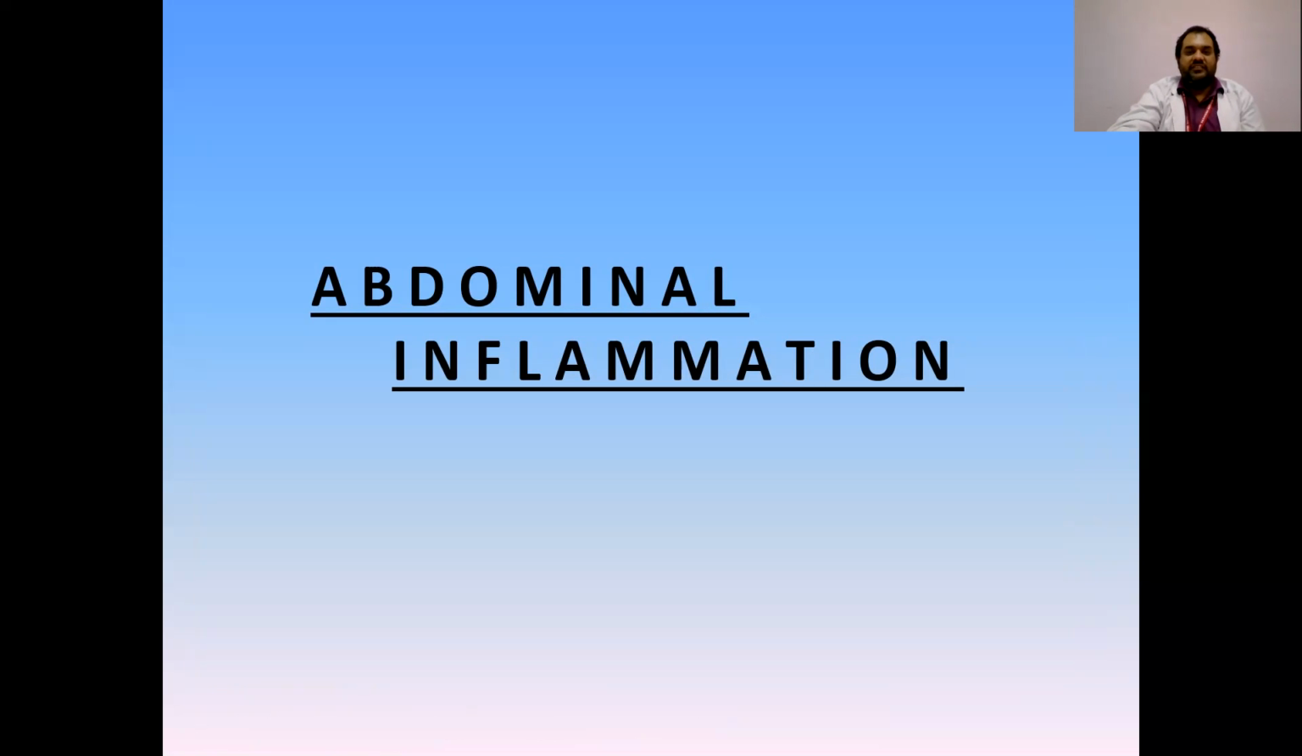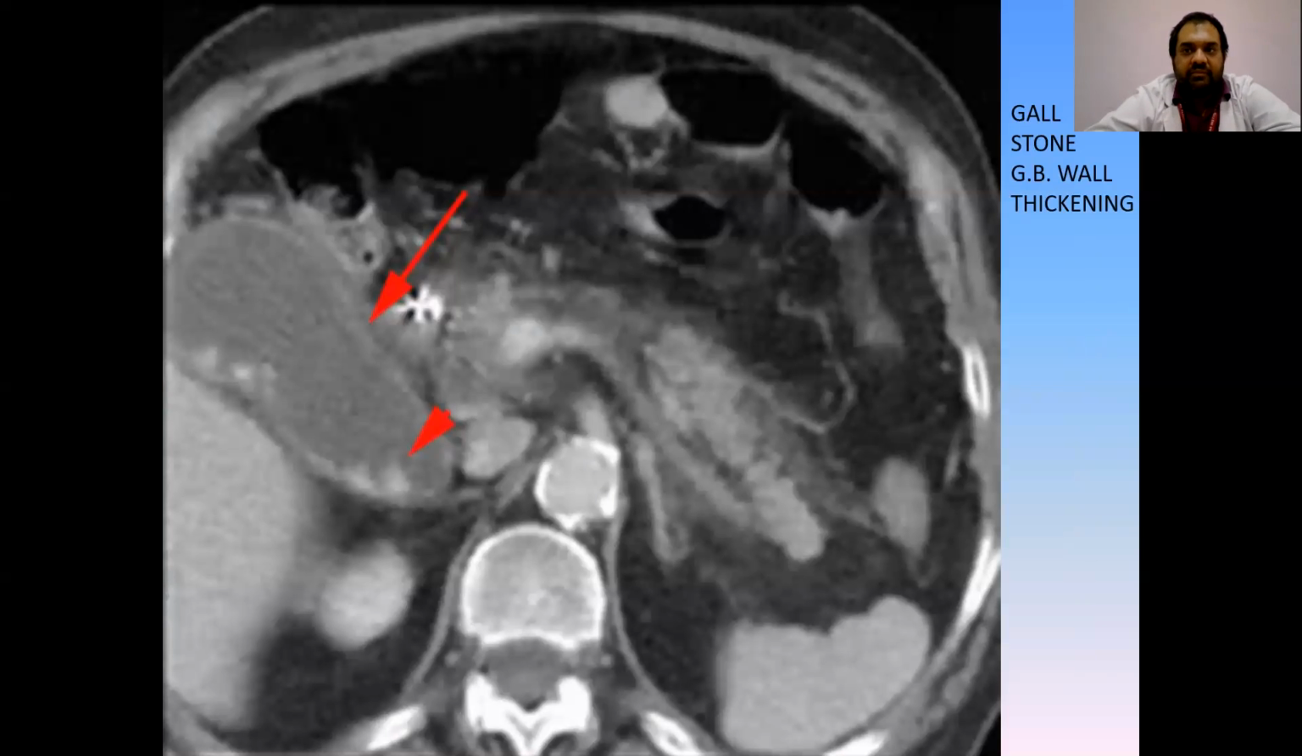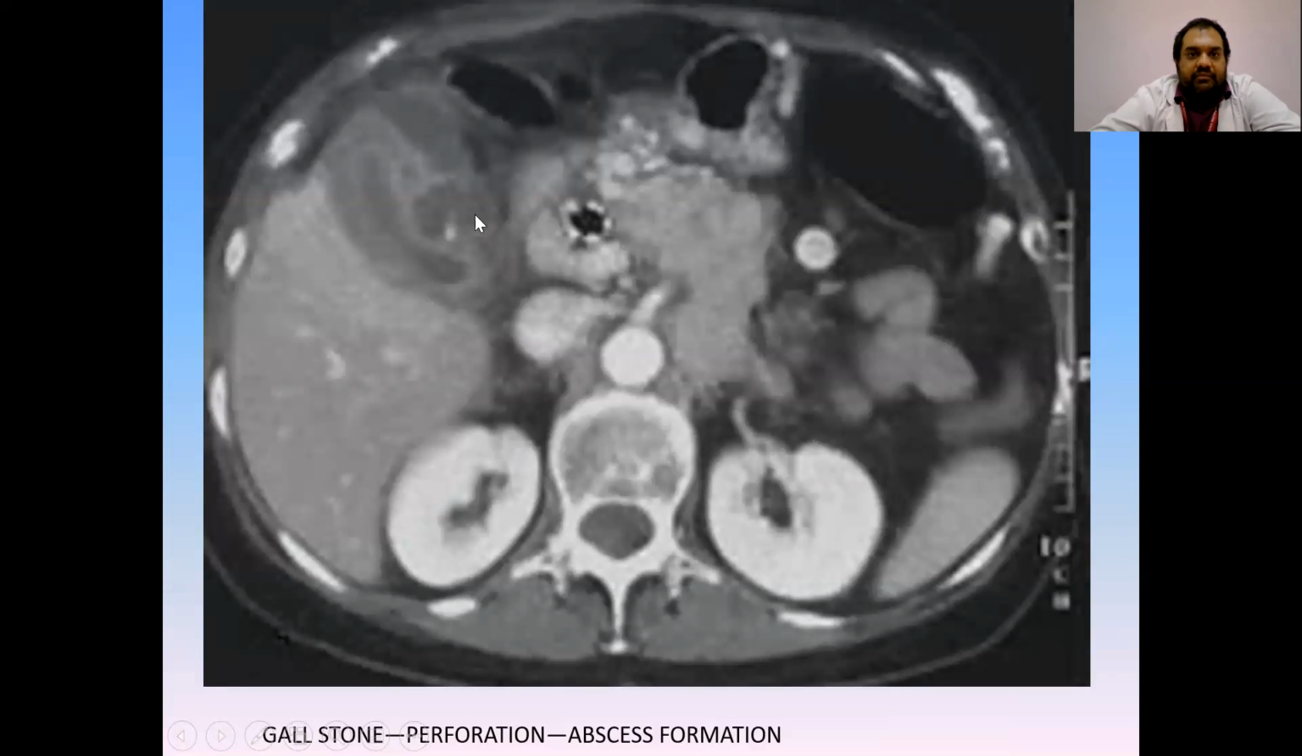Now we will discuss some emergency conditions involving abdominal inflammation. This is the axial section of the CT showing a markedly distended and enlarged gallbladder with gallbladder wall thickening, and we can see multiple gallstones in the wall of the gallbladder. And we can see the gallstone perforation with abscess formation in the gallbladder area.